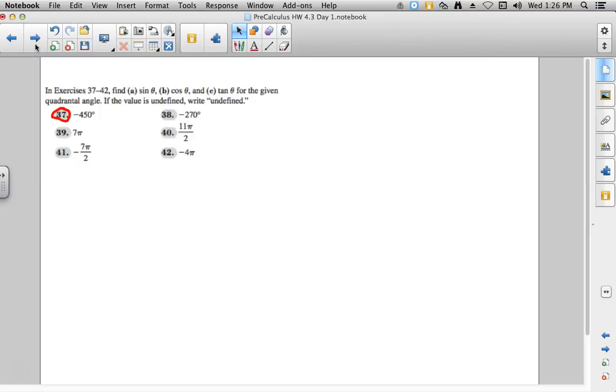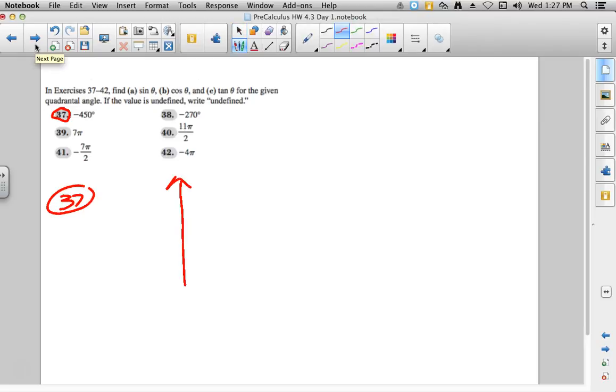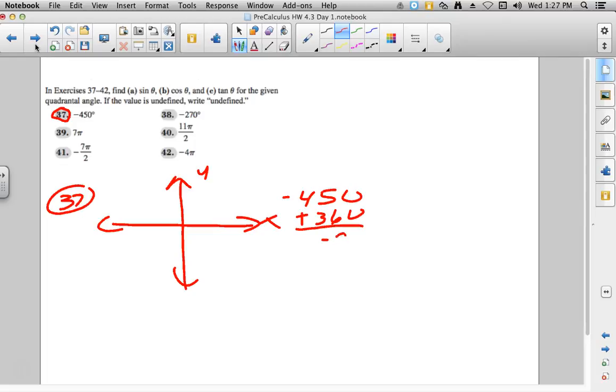Next up is number 37, and in number 37 it says we're supposed to find the sine, cosine, and tangent for this quadrantal angle. So the first thing you have to do is figure out where that -450 is going to lie. If we take our -450 and add 360 to that, we're going to get -90 degrees. So this is going to go once around and then swing down another 90 degrees.